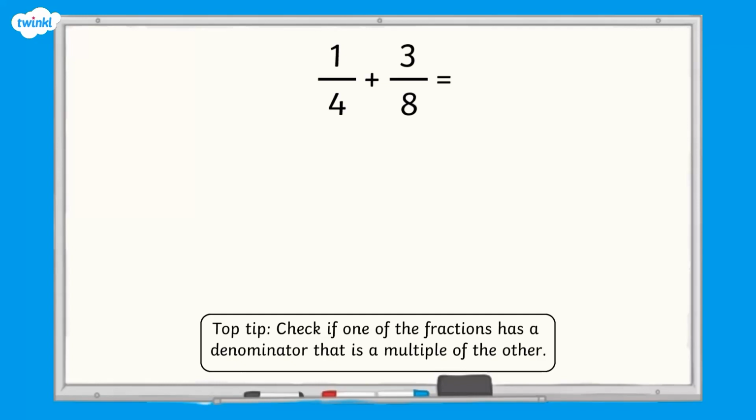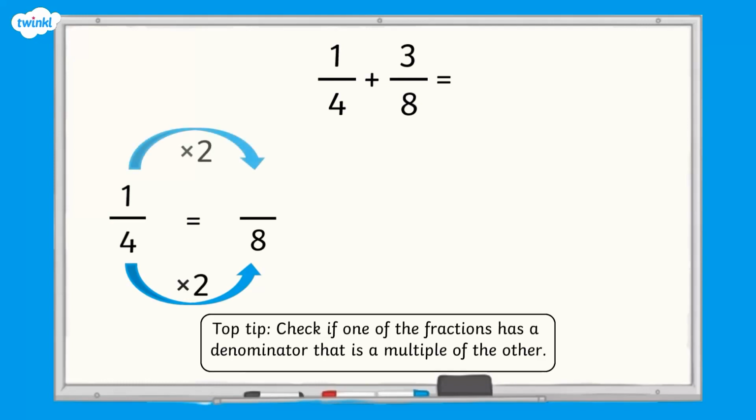We need to find the equivalent fraction in eighths of 1/4. We can find an equivalent fraction by multiplying the numerator and denominator by the same number. We know we need the denominator to be 8, so we've had to multiply 4 by 2 to get 8. Because we've multiplied the denominator by 2, we need to multiply the numerator by 2. 1 multiplied by 2 equals 2, so 1/4 is equivalent to 2/8.